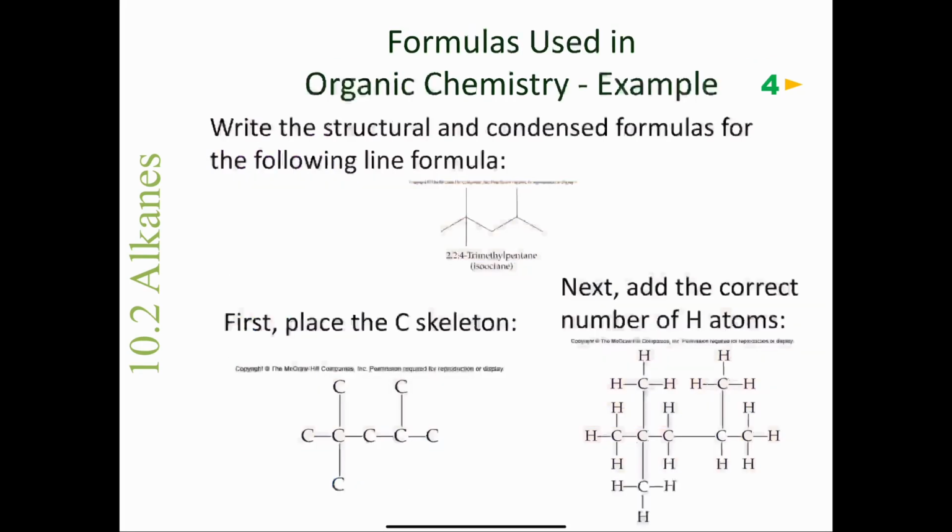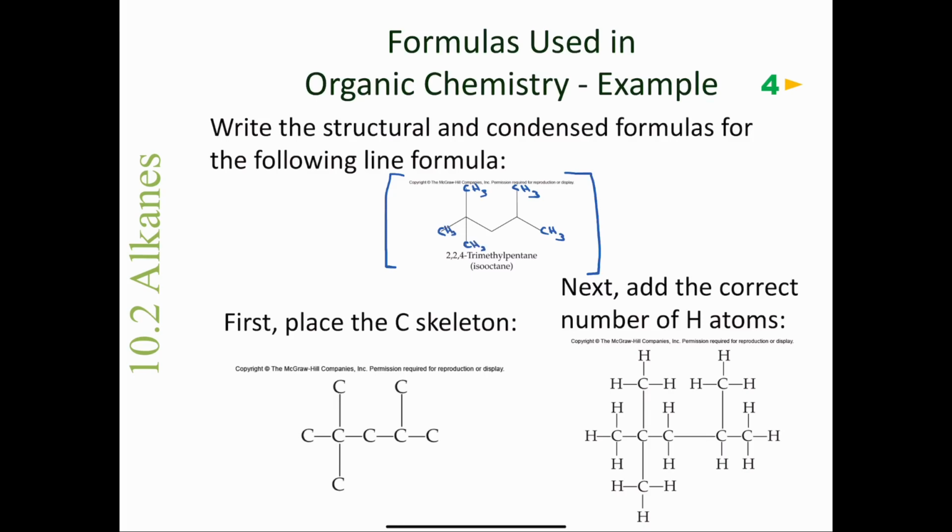Here's some more examples of using bond line formulas or line formulas. It says, write the structural and condensed formulas for the following line formula. So here we have a line formula, and they even give you a name down here. It says here 2,2,4-trimethylpentane. We'll learn about how to give that molecule that name later on, but for now we'll just take the name as such. Now remember that at the end of each one of these lines, I have a CH3. So I can draw a CH3 on the end of each one of these lines. So I'll put a CH3, a CH3.